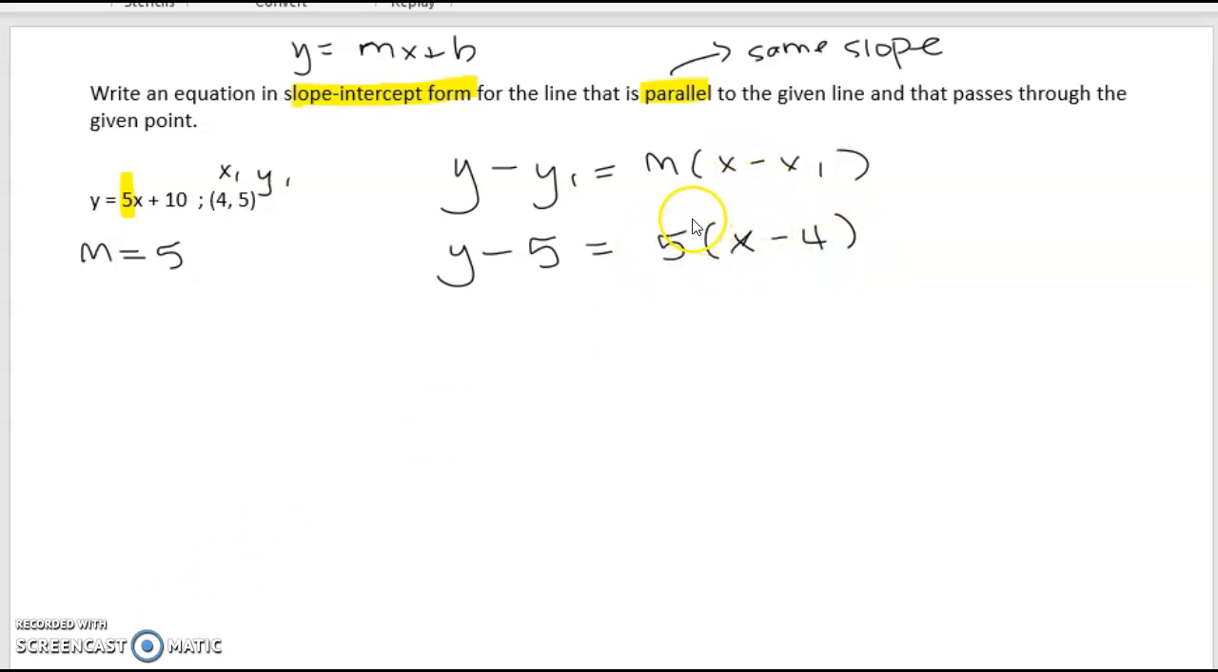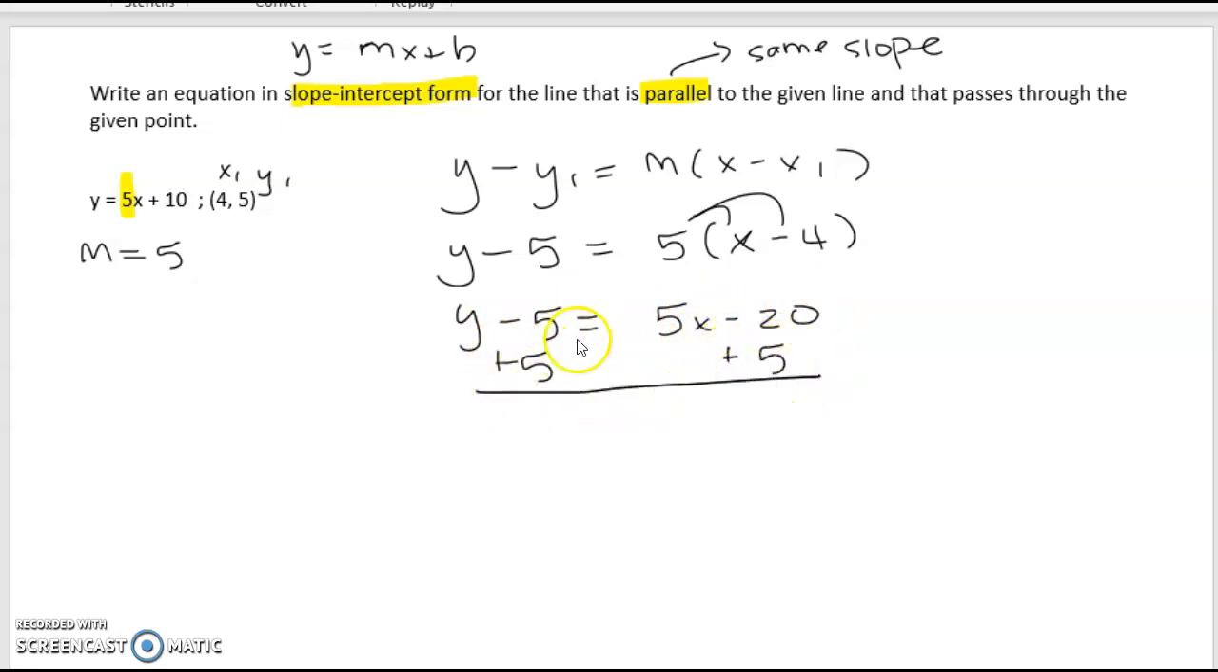So we will distribute. Y minus 5 equals 5x minus 20, plus 5 to both sides, plus 5 to both sides. So y equals 5x minus 15. So remember, these are parallel because they both have a slope of 5.